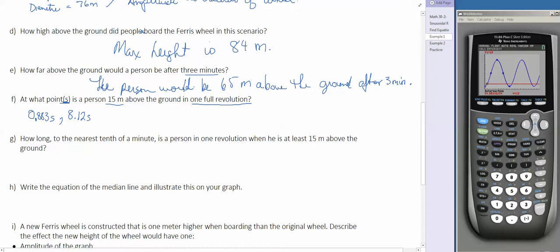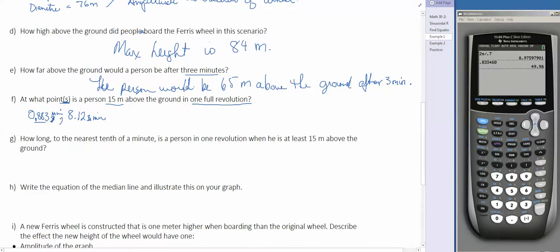0.883 minutes. Those are both minutes, I apologize. And we don't think in 0.8 of a minute. What we do is calculate that into seconds. So I take 0.883 and multiply that by 60 seconds per minute.